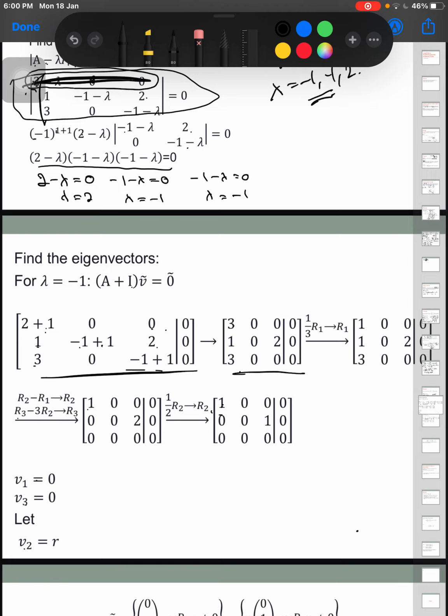And then reduce into row echelon form. So make this one become leading one. Okay, so by using 1 over 3, multiply with 1 over 3. So we have this matrix. After that, make this one become 0, and this one also become 0. So using the suitable formula, we have this matrix. Okay, so after that, it is already zero.